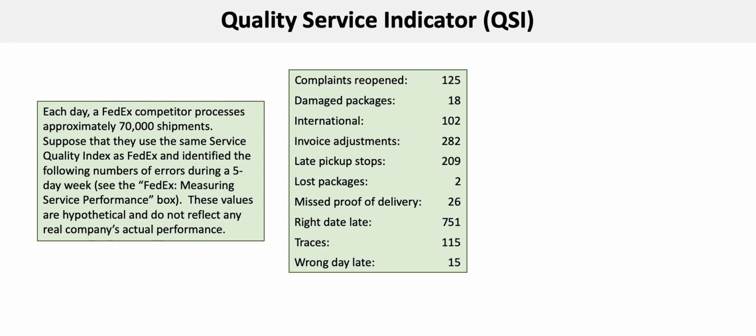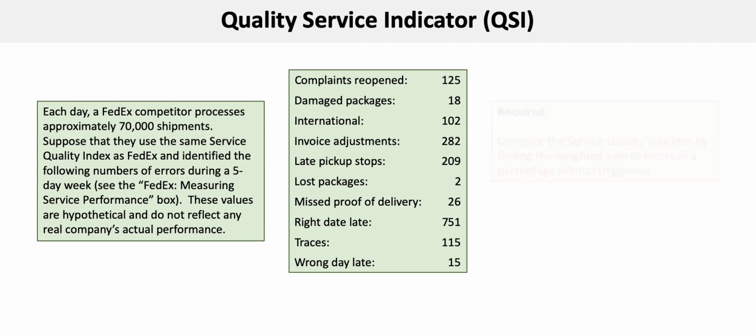Service upsets have been organized into 10 categories, ranging from complaints reopened to lost packages to wrong day late. The number of service upsets per category ranges from a low of 2 for lost packages to a high of 751 for right day late.